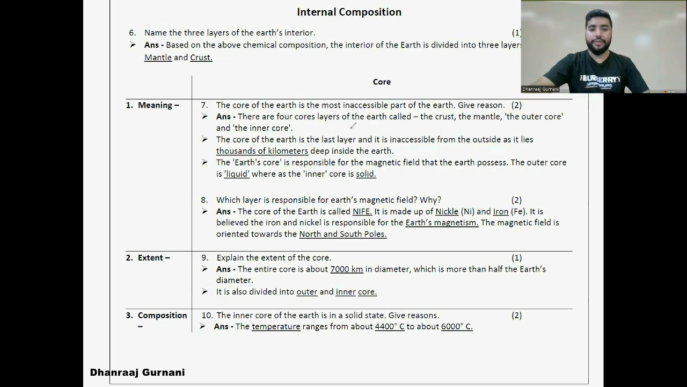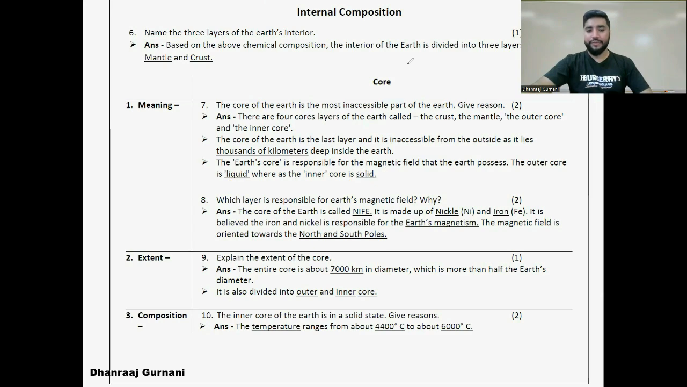Moving to the second point, the core of the earth is the last layer and it is inaccessible from outside as it lies thousands of kilometers deep inside the earth. And the third one, the earth's core is responsible for the magnetic field that the earth possesses. The outer core is in liquid form, whereas the inner core is in solid form.